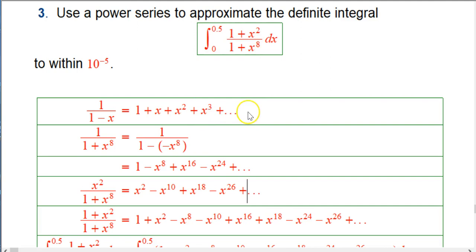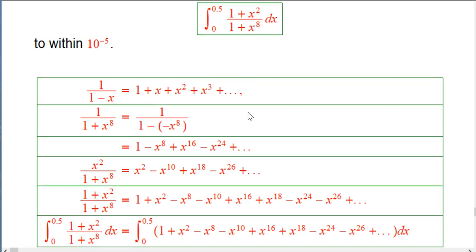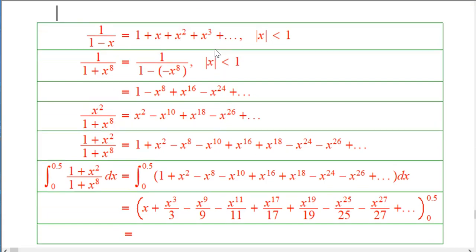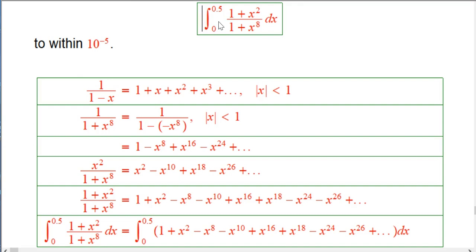Now, one thing I should have done right at the start is note where the radius of convergence of this thing is. That is where the absolute value of x is less than 1, of course. This is going to converge where the absolute value of x to the 8th is less than 1. Luckily, that's the same thing as where the absolute value of x is less than 1. And so it's legal to do this at all as a series from 0 to 0.5.